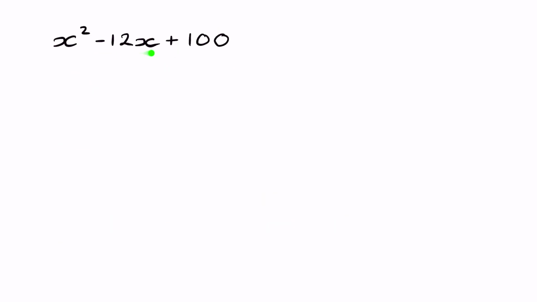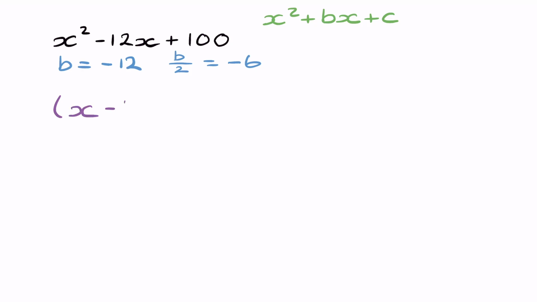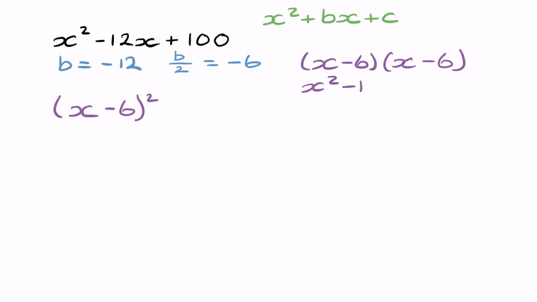Here we've got a negative value, so we've got x squared minus 12x plus 100. Our general form was x squared plus bx plus c. So b equals -12. That means b divided by 2 equals -6. So our bracket will be (x - 6) squared, and those brackets expanded will give us x squared minus the 12x that we want, and -6 multiplied by -6 is +36. So to make the +100, we need to add 64.